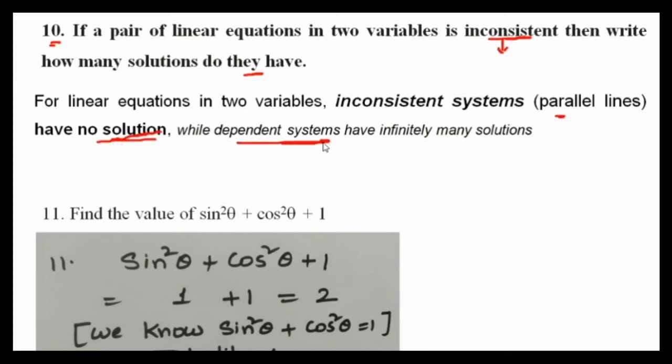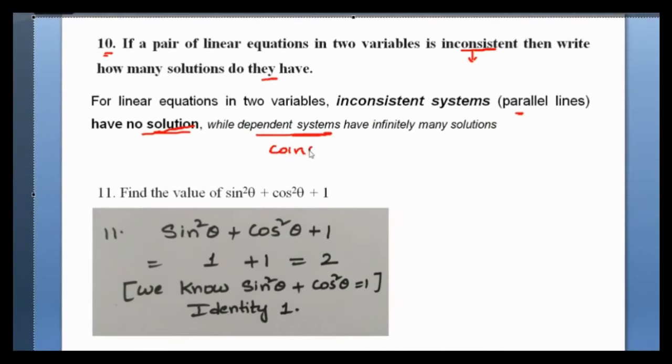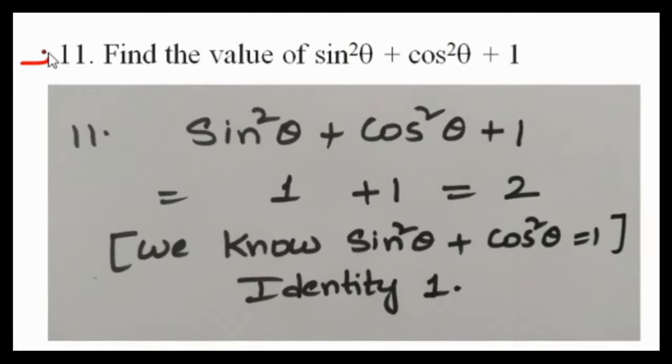But dependent lines are coincident lines and they have infinitely many solutions. This is extra information, but inconsistent lines have no solution. We'll see the 11th question now.